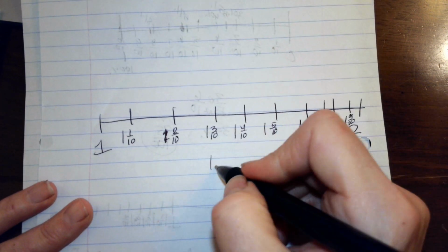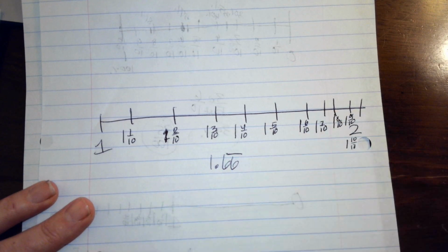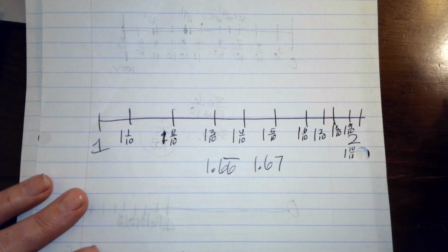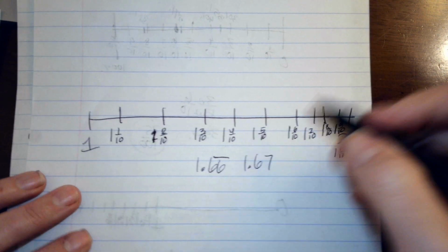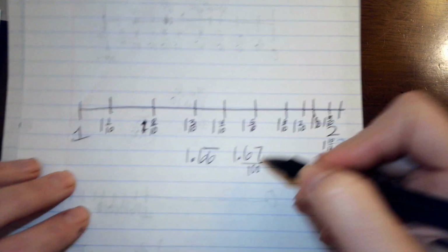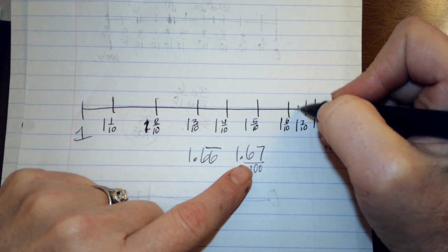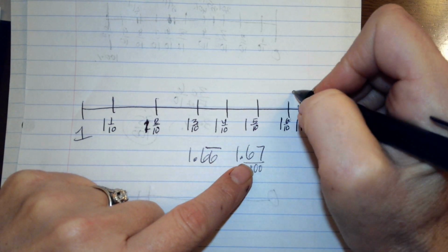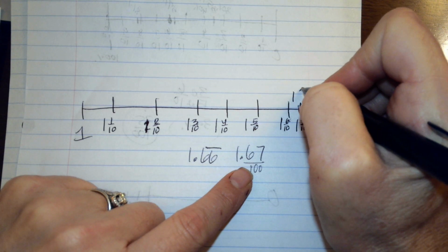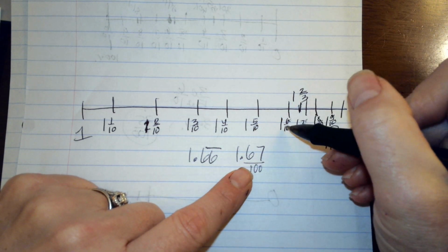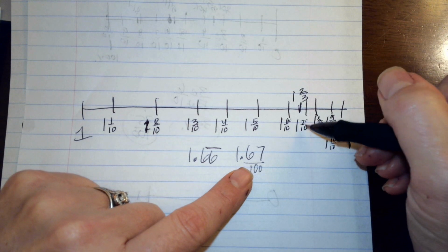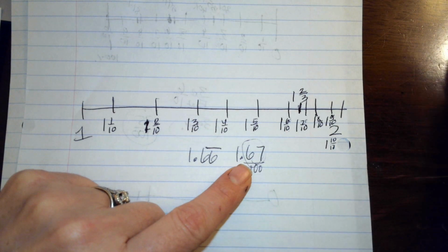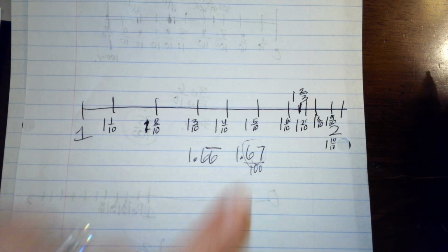Yeah. So now I know this is 1.66 with a line over it, which really means like 1.67 if we rounded it. So 67 over 100 is right about here, right? Because this is 60 over 100 and this is 70 over 100. So this is 1 and 2/3. It's in between 1 and 6 tenths and 1 and 7 tenths, but it's closer to 1 and 7 tenths because this is 67. Okay. And then that makes sense.